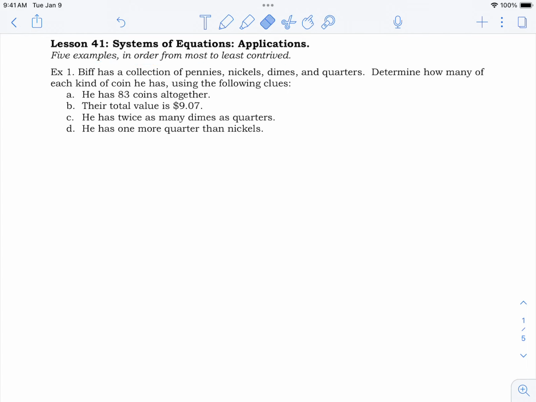Why am I calling this one contrived? I'm calling it contrived because, look, I've got pennies, nickels, dimes, and quarters. How many of each kind do I have? You think they'd pay an engineer to do that? You're wrong. But it's a good example to learn on.